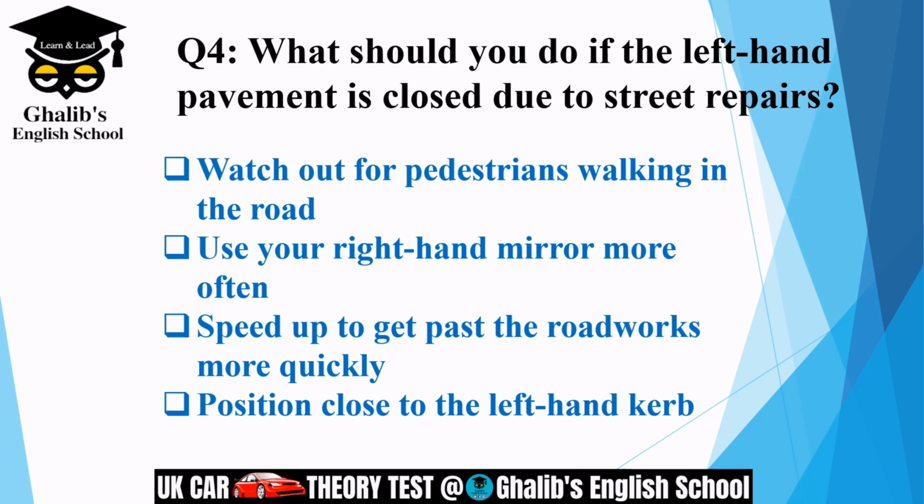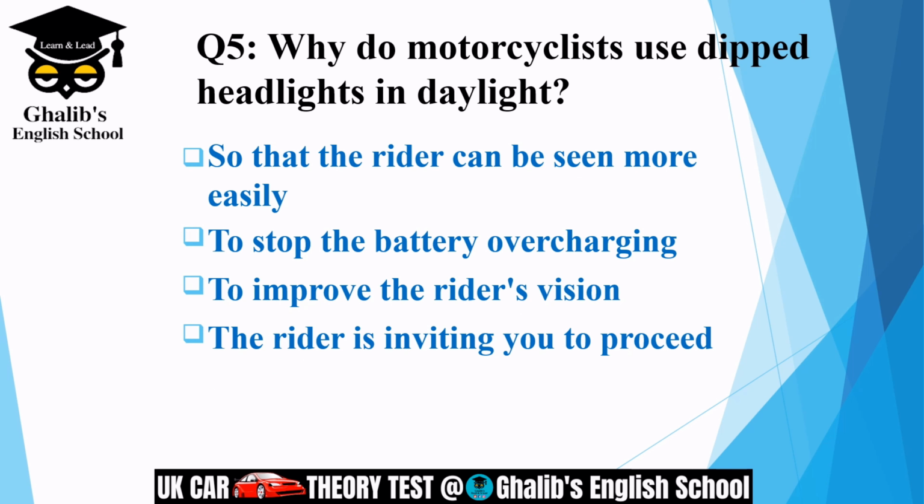Question 4. What should you do if the left-hand pavement is closed due to street repair? Watch out for pedestrians walking in the road. Use your right-hand mirror more often. Speed up to get past the roadworks more quickly. Position close to the left-hand curb. So if there is work going on in the street, you need to watch out for pedestrians walking in the road.